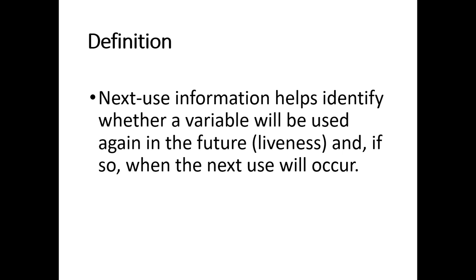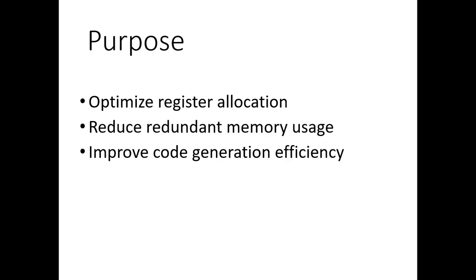This is slide 3, which tells us the purposes of next use information. First, we use next use information to optimize register allocation. We only keep values in registers if they are going to be used again. Second, reduce memory access. Avoid loading and storing values unnecessarily.